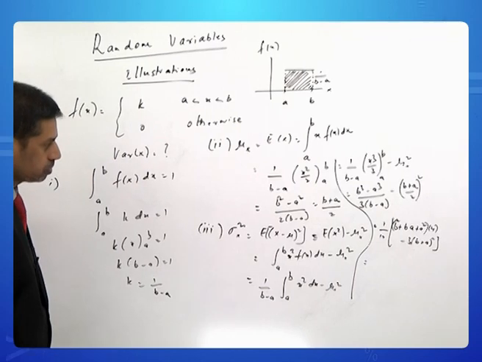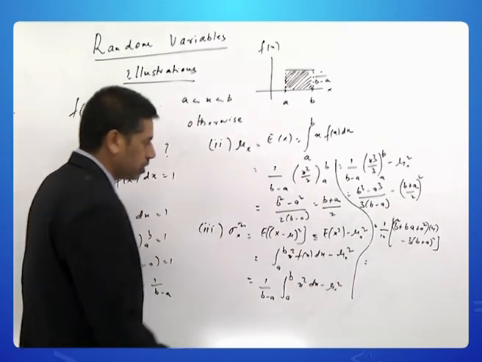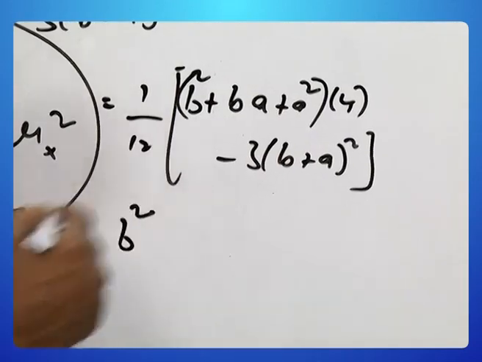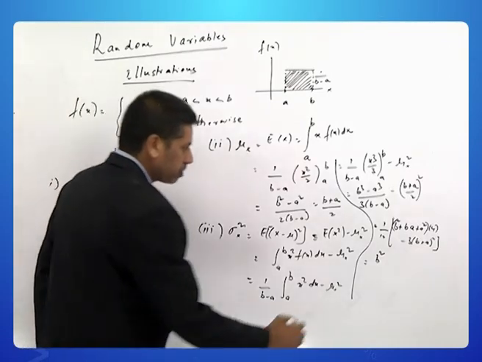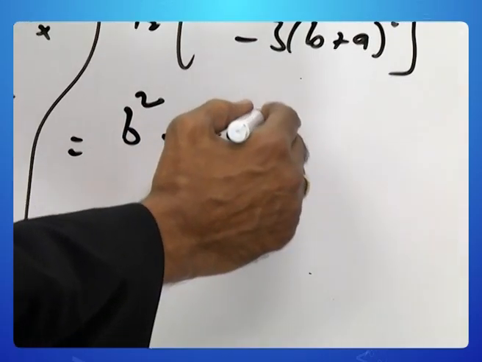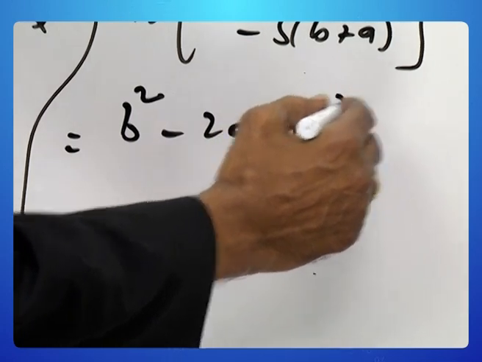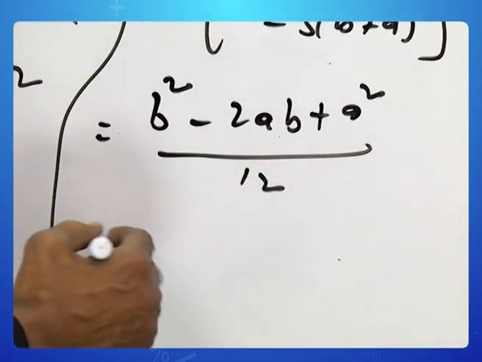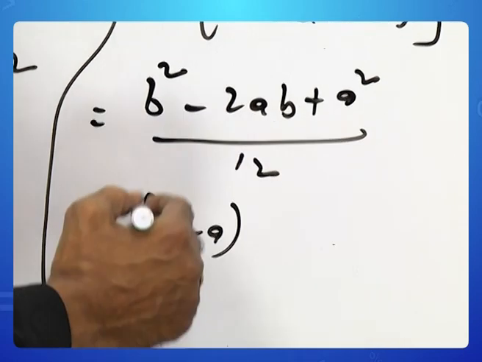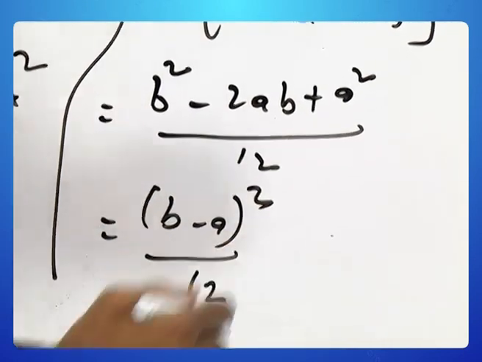So let's work out. 4b square minus 3b square is b squared. 4ab minus 6ab is minus 2ab, plus a square, by 12. So this is nothing but b minus a whole square divided by 12.